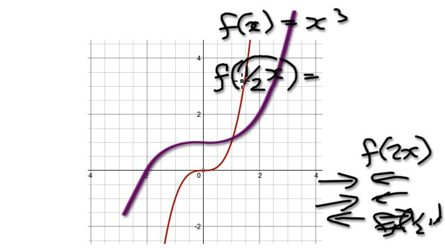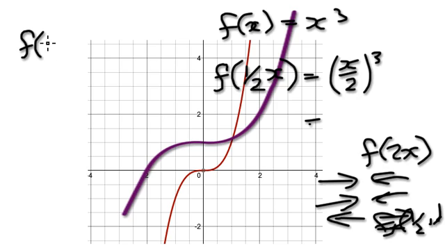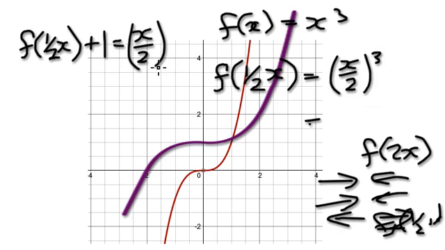What that means is you're going to put x over 2 into the bubble here, so this will become x over 2 to the power of 3. And then we moved it upwards, so it would be f of a half x, plus 1. So this here equals this thing plus 1. So it will be x over 2 to the power of 3, plus 1.